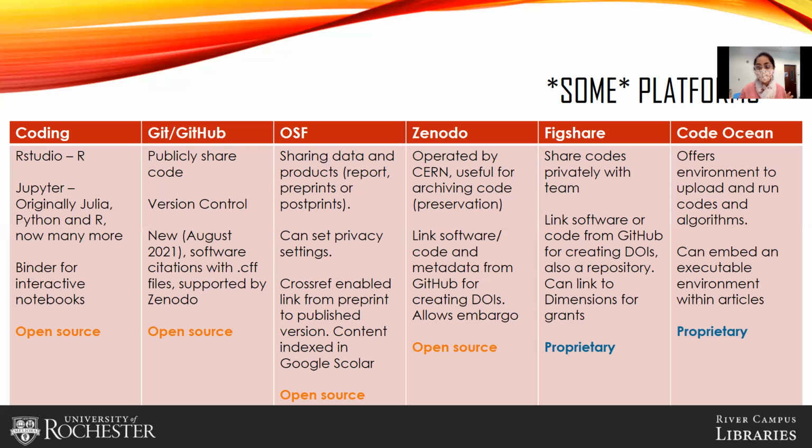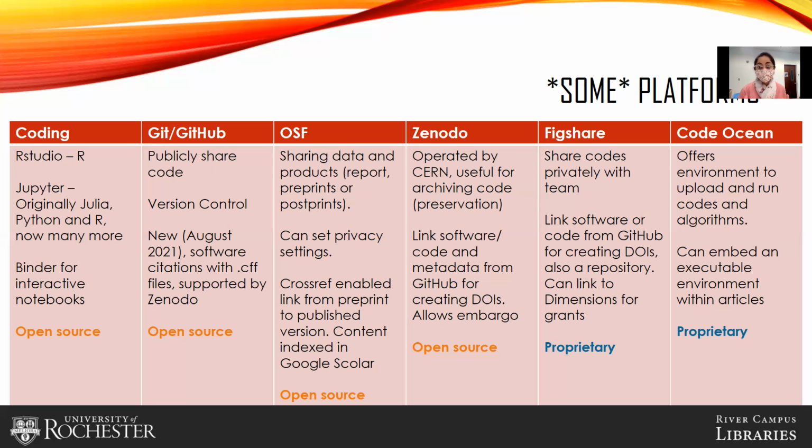And if you have a publication or any material in OSF, that's indexed in Google Scholar. So that's another way where people can find it, but also find any software you have associated with it. The next we have Zenodo, which is operated by CERN.